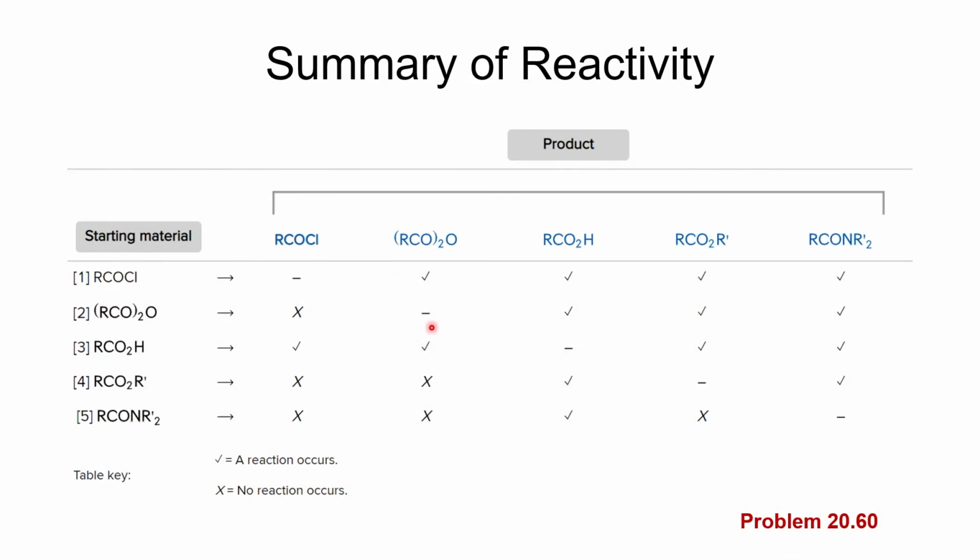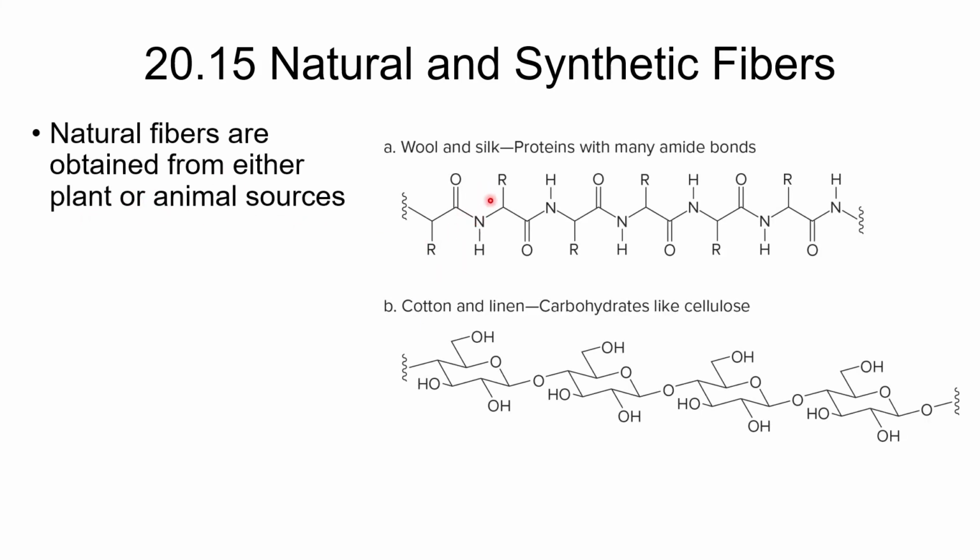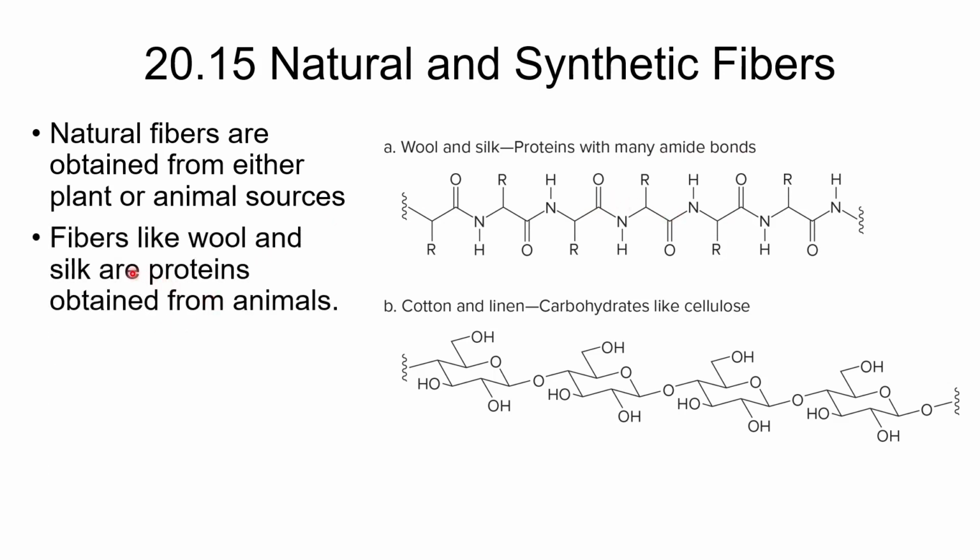All right, so there's just a little bit of stuff that we're going to use to wrap this up. I'm going to talk a little bit about natural and synthetic fibers, polymers. Natural fibers can be either plant or animal sources. Wool and silk are just very long proteins. Hair is a protein, so it's made up of all these amide bonds, and those amide bonds, peptide bonds, make for a fairly strong molecule. You also get things like cotton and linen.